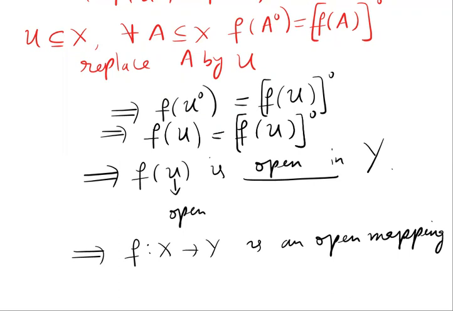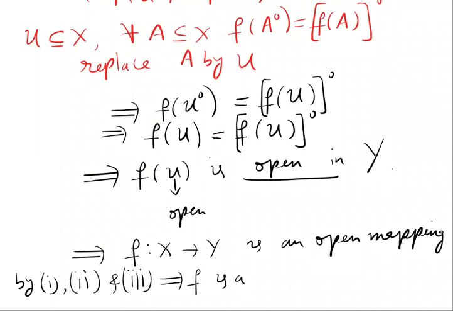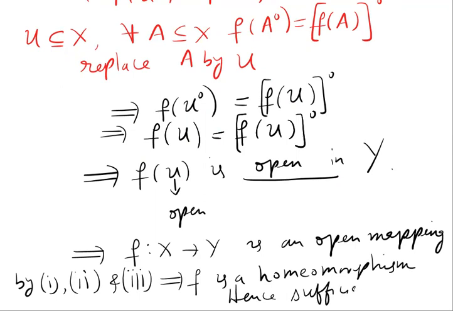Very, very simple. So by 1, F is bijective, 2, F is continuous, and 3, F is an open mapping, this will imply that F is a homeomorphism. F is a homeomorphism, hence sufficiency. Hence the theorem. So we completed theorem 4 on homeomorphism.